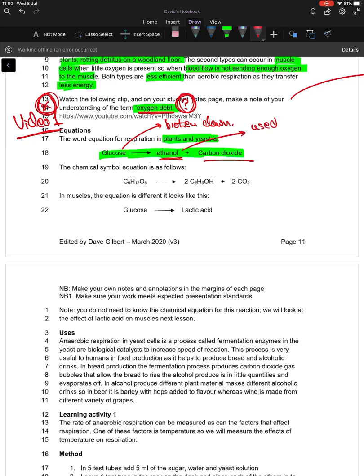Ethanol is used to produce alcohol, and carbon dioxide produced by yeast is used to make bread rise.